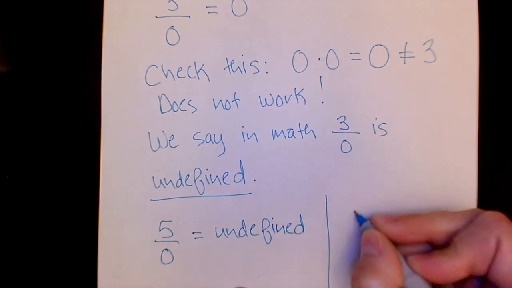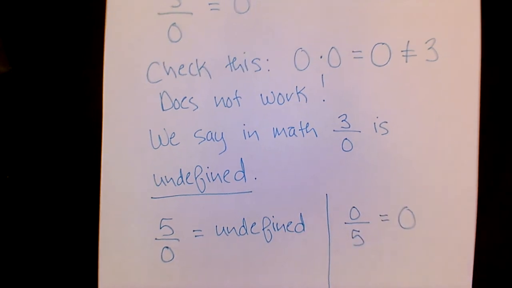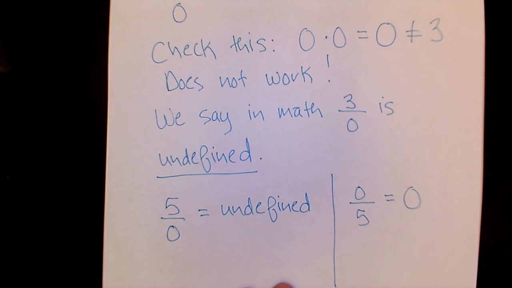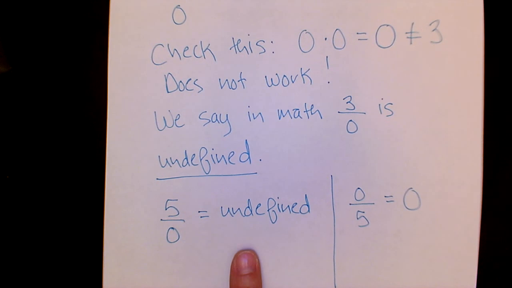Now we can do 0 divided by 5. That is equal to 0. So do you see the difference between the two? One has 0 on the bottom, undefined, it can't be done. When 0 is on the top, we can divide 0 by 5. We get 0. Easy? So just remember, 0 on the bottom, undefined, 0 on the top, 0.